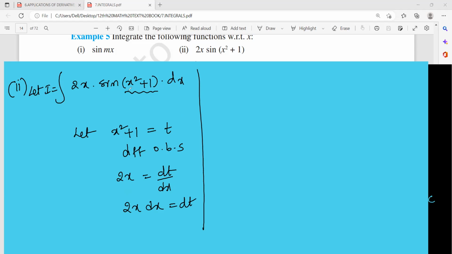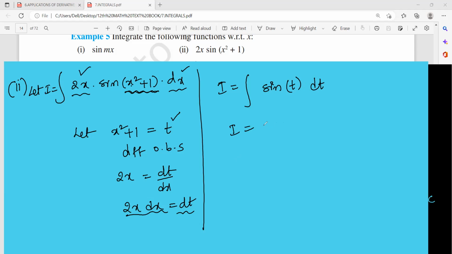Now when you change x squared plus 1 into t, no x should remain; everything should be in terms of t. Understand this point? Now the integration becomes the integration of sin of x squared plus 1, which is t. Then 2x dx becomes dt. See, 2x dx is dt. Now what is the integration of sin t?